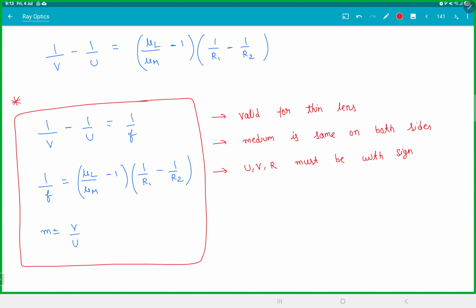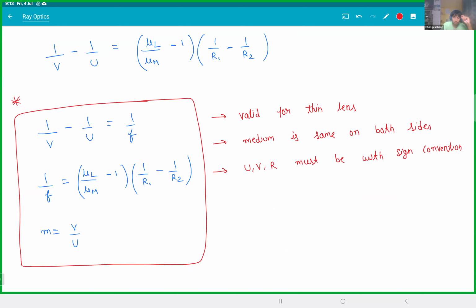Yeah, they do follow sign convention. In the derivation, I took the example as a biconvex lens. I could have taken this also, or any lens. So I'll just keep R1, R2 as it is. Depending on the lens, R1 and R2 will have respective signs. All clear with the formulas?